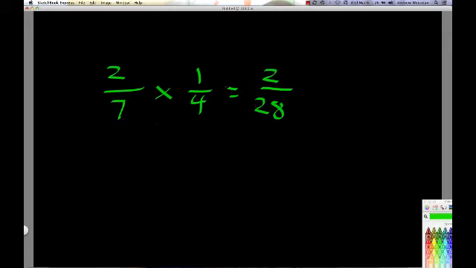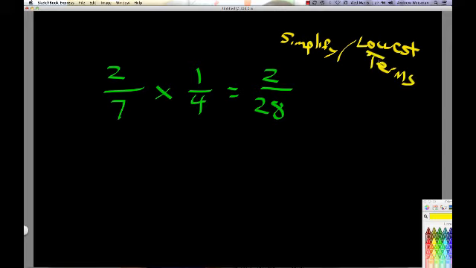Okay. And so you're pretty much at an answer here, but I do notice that you can simplify, okay? Simplify or bring this fraction also to lowest terms, which you saw before. I'm just going to show it to you again. So I look for the greatest common factor of both 2 and 28, and that factor is 2. So I divide top and bottom by 2. 2 divided by 2 is 1. 28 divided by 2 is 14, which is our final answer.